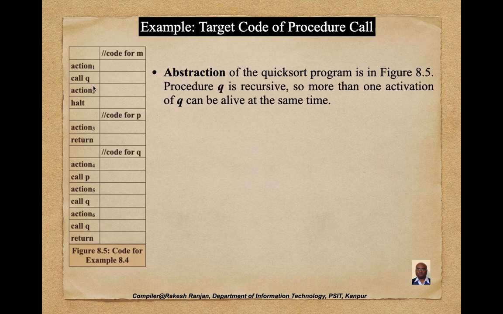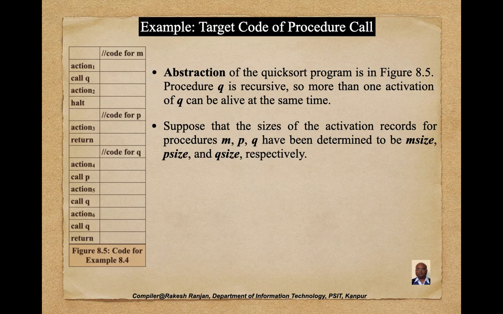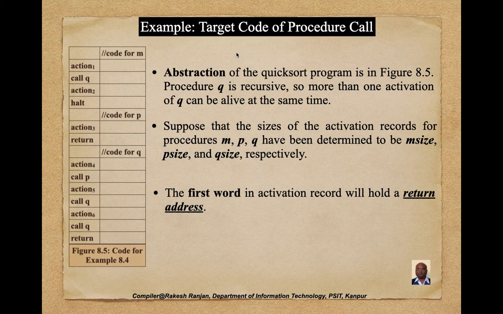So this is Action 1: call Q, Action 2: halt, call code for P, Action 3: return code for Q, यहाँ दिया गया है. तो ये आपका जो दिया गया है, this is the abstract example, एब्स्ट्रैक्ट कह सकते हैं, क्विक सॉर्ट के लिए. तो क्विक सॉर्ट में कोड फॉर M ये है मेन फंक्शन, कोड फॉर P ये है पार्टीशन फंक्शन, कोड फॉर Q ये है क्विक सॉर्ट के लिए.